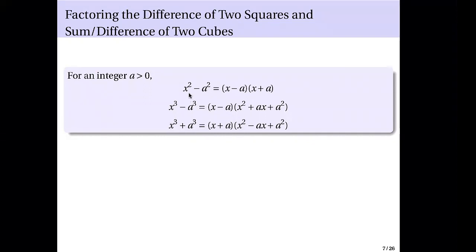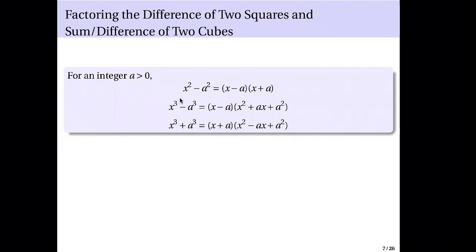And then you might ask me, sir, why is there no x squared plus a squared? The thing is, x squared plus a squared is no longer factorable. It's a prime polynomial. So we don't have that. Unlike for the cube, x cubed plus a cubed, we have a factored form.